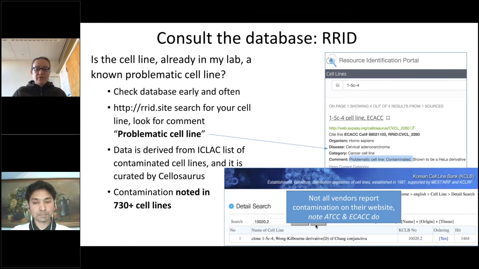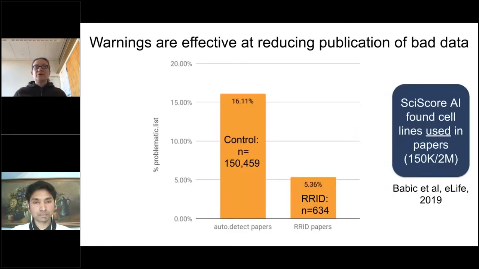And when we looked across about 2 million journal articles in the open access literature, we found roughly 150,000 that actually used a cell line. And then we matched the name to any of those 730 plus misidentified or contaminated cell lines. And we said, well, how many papers are actually affected by this that are using cell lines? And it turned out to be just over 16%. That very closely matched the name of the cell line with the name of one of these contaminated cell lines.